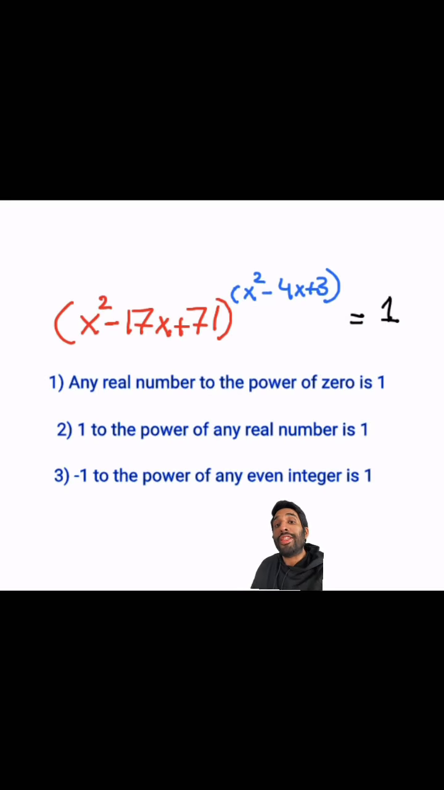To solve this equation, we need to consider 3 points. Firstly, any real number to the power of 0 is 1. Secondly, 1 to the power of any real number is equal to 1. And lastly, -1 to the power of any even integer is 1.